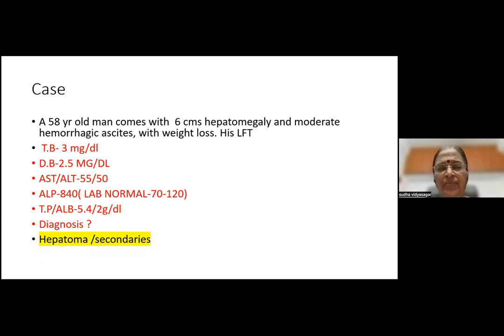That malignancy can be either an HCC or it can be secondary. You can have a gastric, colonic, whatever primary going to the liver causing secondaries. That also will cause an increased alkaline phosphatase. And that's the bilirubin. I want you to notice the level of alkaline phosphatase and the level of bilirubin. We will come back to it and explain what is happening here.